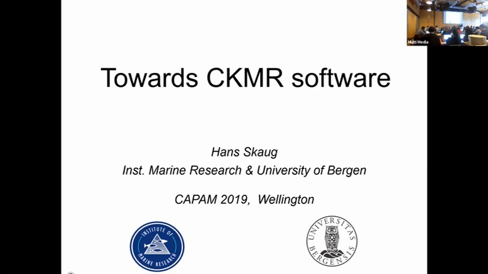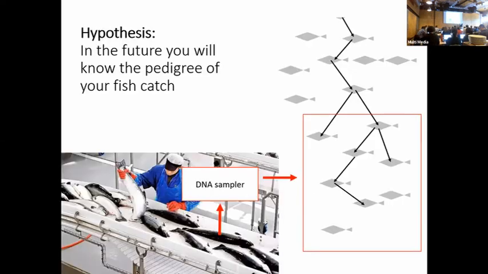this is called towards close kin software, because there doesn't exist any general software package today. So there are people who know how to do close kin modeling, and among those are the previous speaker and the speaker after me. But what I'm thinking about is what kind of concepts do we need to create something that is fairly general, right?